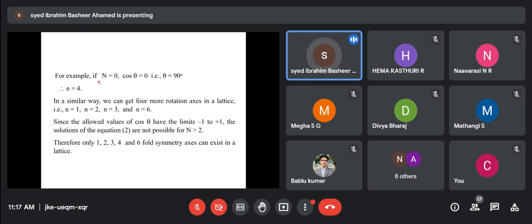Okay, so for example, if N is equal to 0, cos theta is equal to 0, that is theta will be 90 degrees. So that represents 4-fold symmetry. In a similar way, we can get 4 more rotation axes for N equal to 1, N equal to 2, N equal to 3, and N equal to 6. Since the allowed values of cos theta have limits between minus 1 to plus 1, the solutions of the equation are not possible for N greater than 2. So therefore, 1, 2, 3, 4 and 6-fold axes can exist.